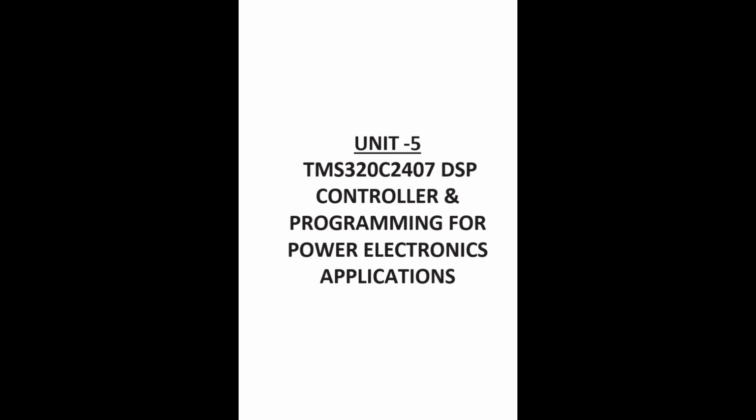Hello students, today we are going to see the DSP controller and how to write a program for power electronics application using the DSP controller. The DSP controller IC number is TMS320C2407. The first topic in this chapter is what the abbreviation of this TMS320C2407 is, and why that number is given for the DSP controller. That we will see now.